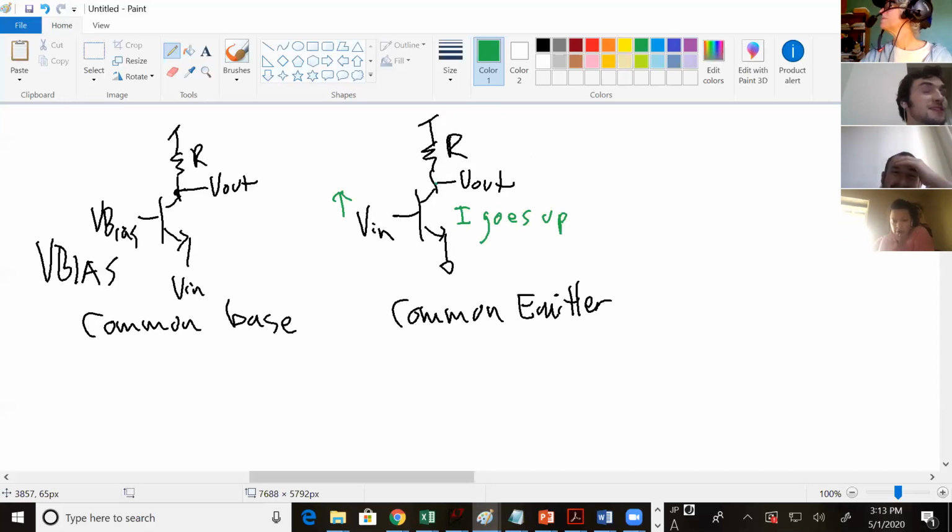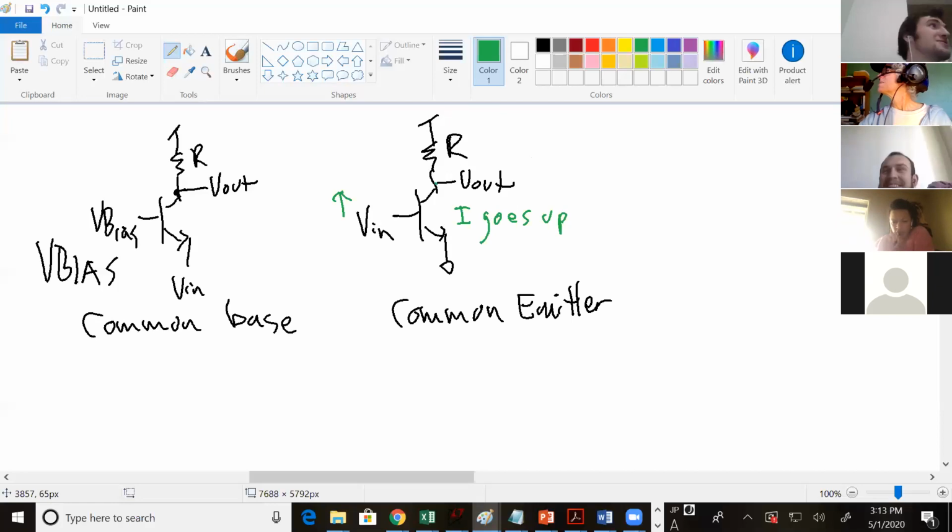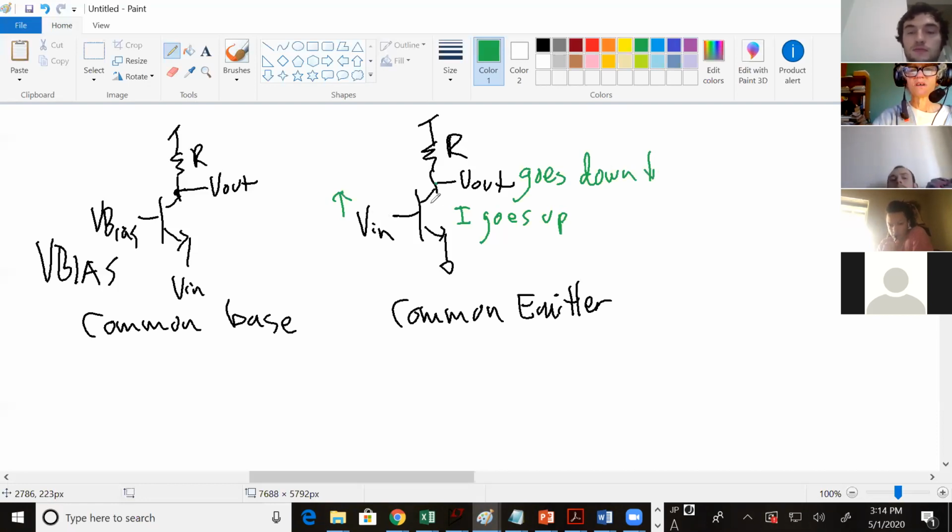It goes down. So let's see if I can get this. So V out goes down. When V in goes up, V out goes down. So what kind of amplifier is this? That's kind of a fuzzy question, but an inverting amplifier. So common emitter is inverting.